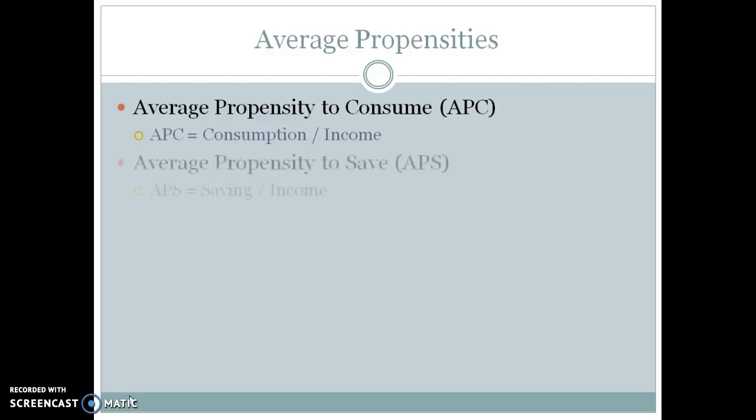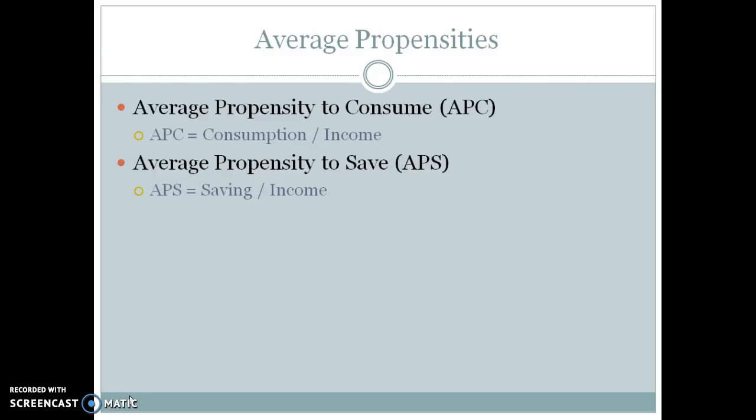Now, obviously, when you have consumption, we also have to consider what we are saving. To do that, we're going to take a look at what we call the APS, or the average propensity to save. APS is calculated by using savings divided by income. We can figure out the APC and the APS for the economy by doing those basic formulas.